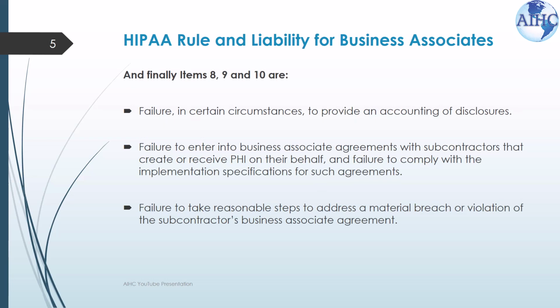And lastly, we have failure to provide an accounting of disclosures, failure to enter into business associate agreements with subcontractors that create or receive PHI on their behalf, and failure to comply with the implementation specifications for such agreements. And lastly, failure to take reasonable steps to address a material breach or violation of the subcontractor's business associate agreement.